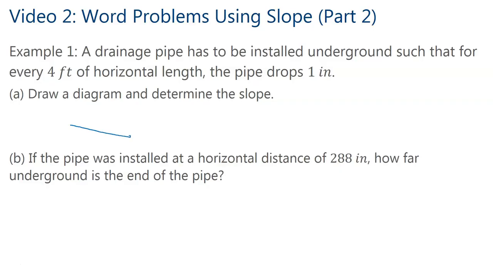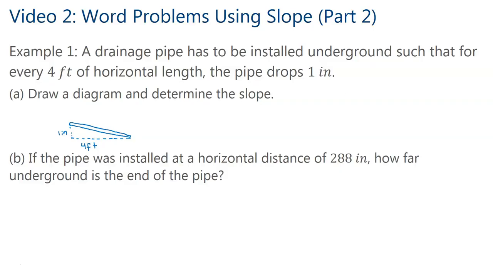So here's my pipe that will be installed underground. We know that it drops 1 inch for every 4 feet of horizontal length. Now what we need to be careful of here is the fact that the rise and the run have different units. One is in inches and the other is in feet. So we need to make them the same before we can find the slope.